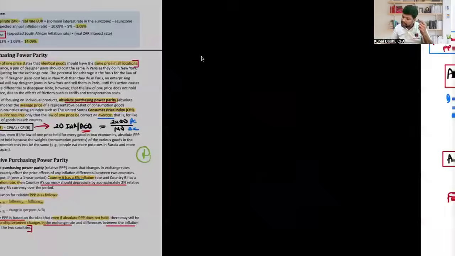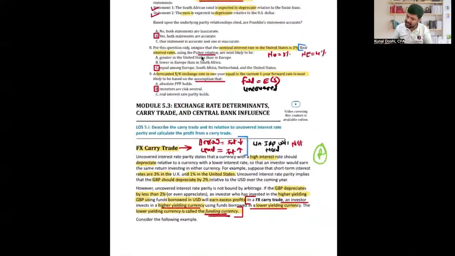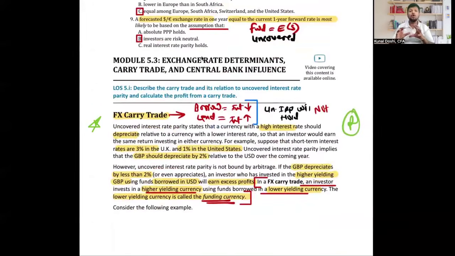Now we went on to the discussion of the carry trade. Remember, what is a carry trade? Carry trade is a situation where you borrow from a low interest country, convert it, and invest in the foreign country. That's how you make the interest rate difference. You capture that interest rate difference.